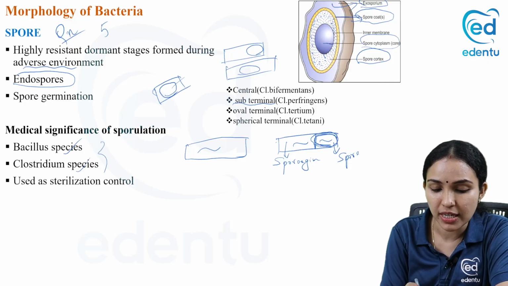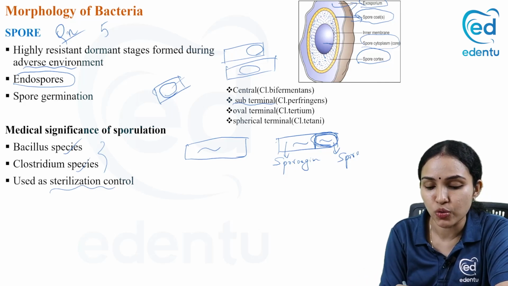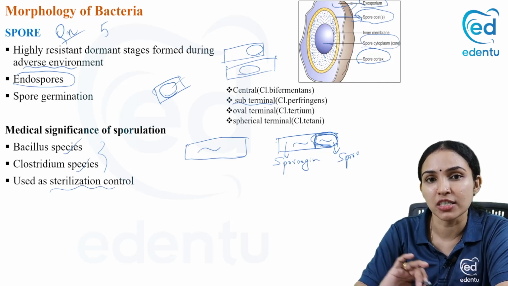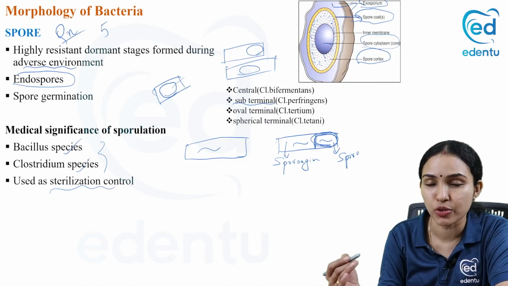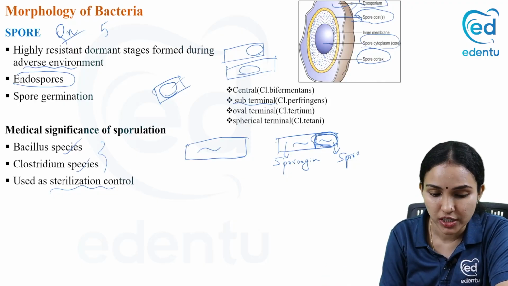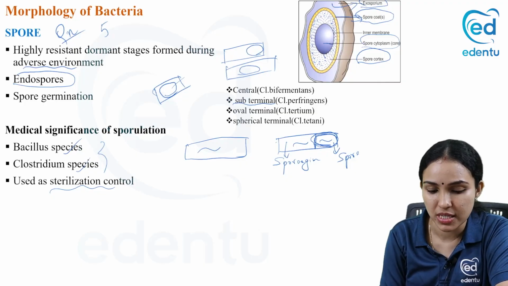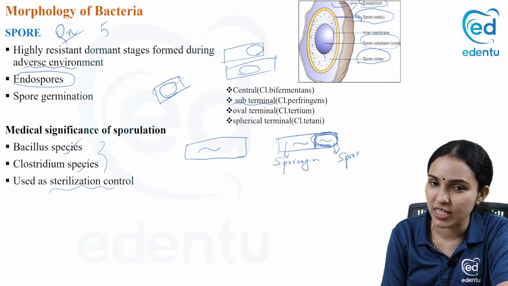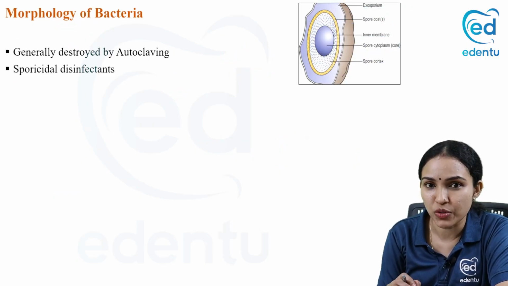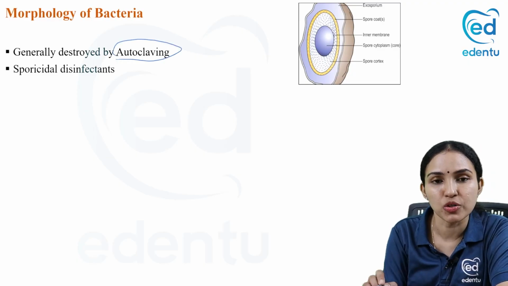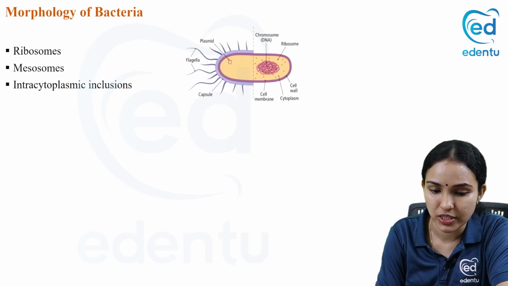And both of these have application as sterilization controls. You learned this when we learned sterilization. When a particular process of sterilization can destroy spore, that means it's a very efficient method. So we use these bacteria as controls to check whether the sterilization process is working or not. So that is about spores. It is a dormant stage which is formed during adverse environment. Bacillus species and Clostridium species have got spores. So how will you destroy spore? The most important method of destroying spore is autoclaving, and also you can use sporicides and disinfectants. We learned that in the sterilization class.